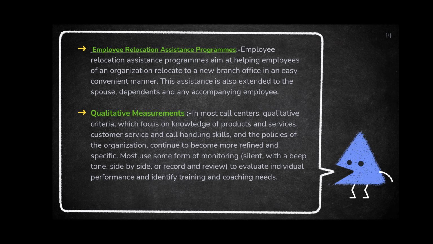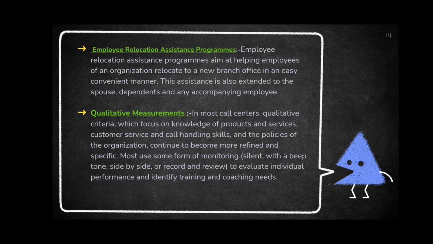Next we have the employee reallocation assistance program. Employee reallocation assistance programs aim at helping employees of an organization relocate to a new branch office in an easy and convenient manner. This assistance, that means such kind of help, is also extended to the spouse, that is the wife, the dependents, it can be their parents or children, and any accompanying employee.